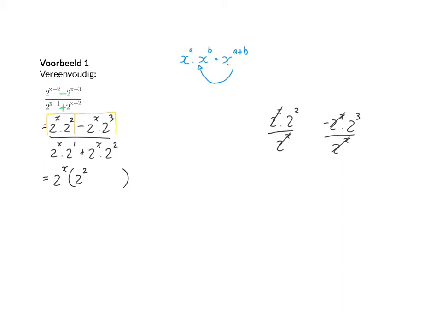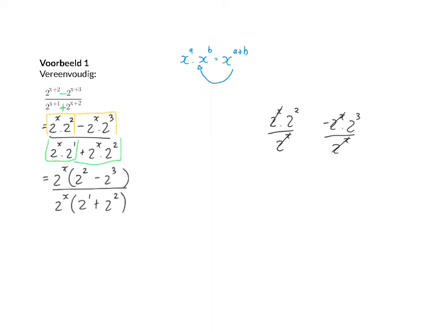I'm going to repeat that with the second term, or the second yellow block, which is minus 2 to the power of x times 2 to the power of 3. Divide that by the common factor as well. Anything divided by itself, once again, is 1, and I'm left with minus 2 to the power of 3. If I now have a look at my denominator, I will see that I also have two terms separated by the plus, and in those two terms, once again, my common factor is 2 to the power of x. I'm left with 2 to the power of 1 in my first term, and plus 2 to the power of 2 in my second term.